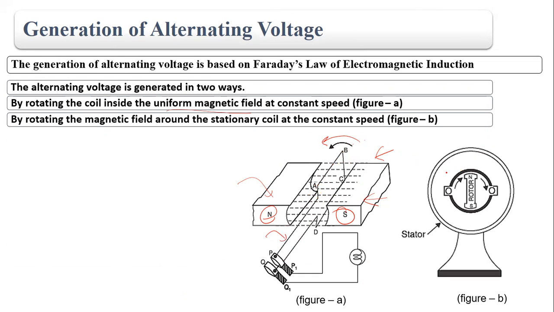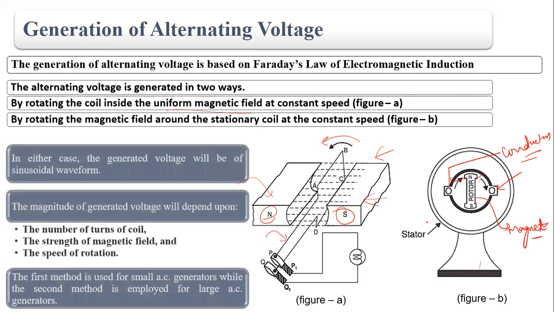Similarly, we have the second method, figure B, where you can see this is north and south. This is a magnet, and these two are the conductors. So the magnet is rotating, conductors are stationary. This is also one of the ways to generate electricity.